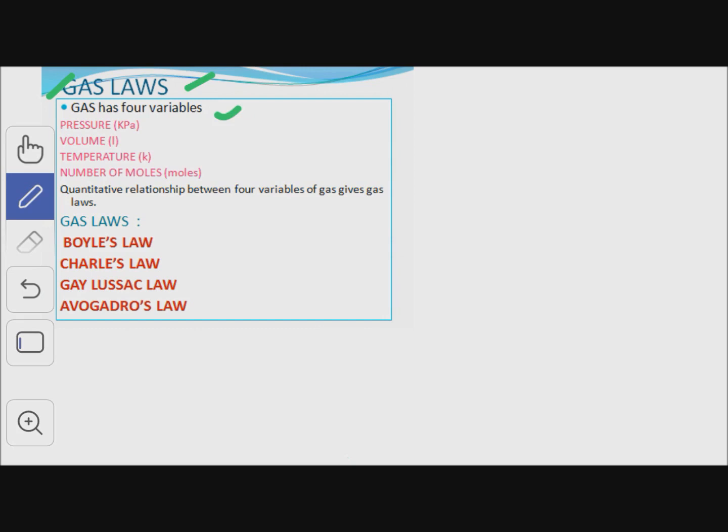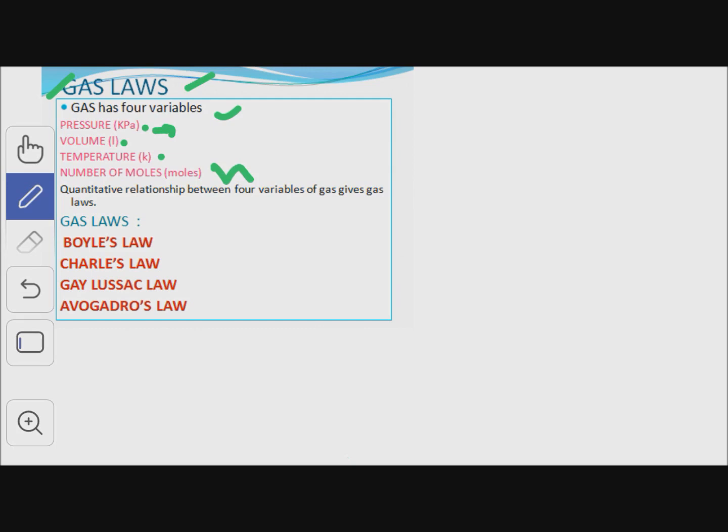We can calculate these four variables for the gas: pressure, volume, temperature, and mass. Mass depends upon the number of moles. Pressure is measured in kilopascals or pascal, which is a SI unit of pressure. Volume is measured in liters or milliliters, and temperature is measured in Kelvin scale, and number of moles, which is represented by small n, is measured in moles or expressed in terms of moles.